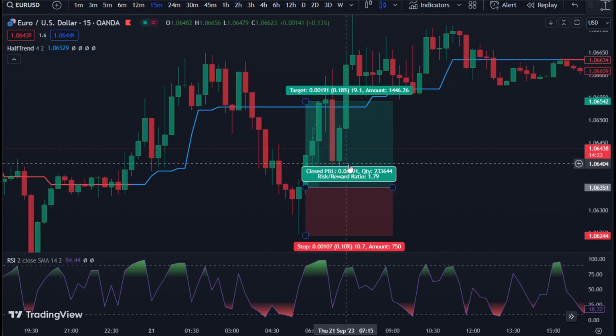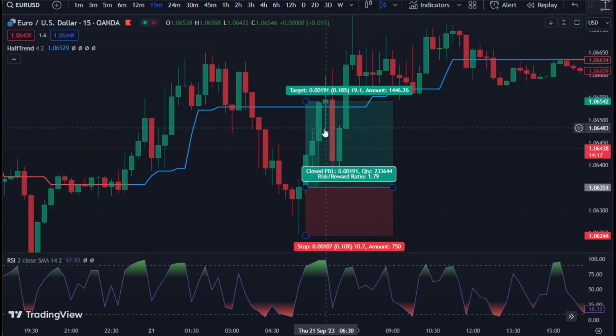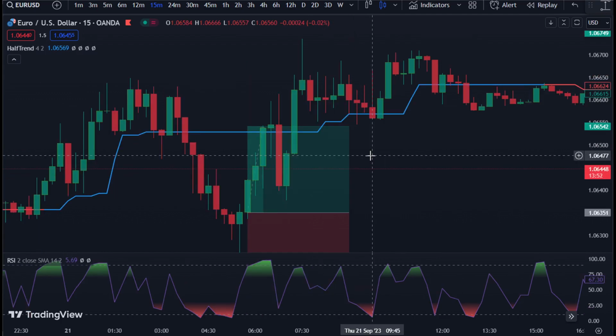So we have our first winning trade right here. You can see that the risk-reward ratio is pretty generous for this particular strategy. So for our next position, we have it right here. The Half Trend is in the blue. We can see that the RSI crossed below the 10 level.